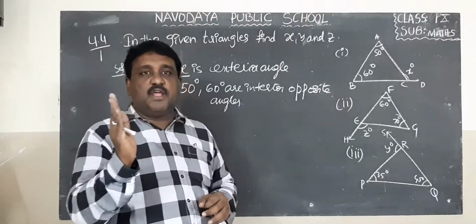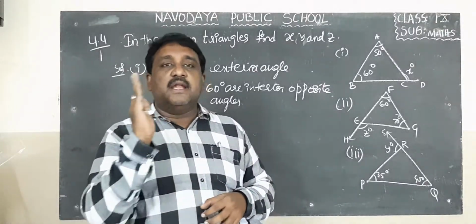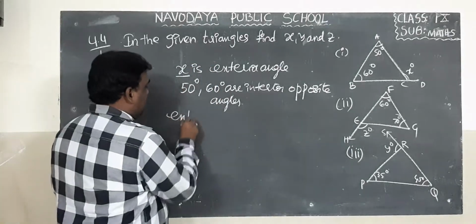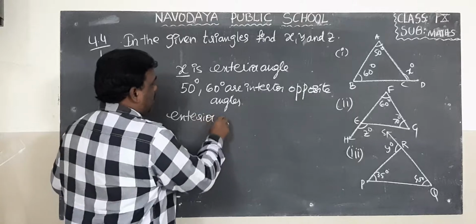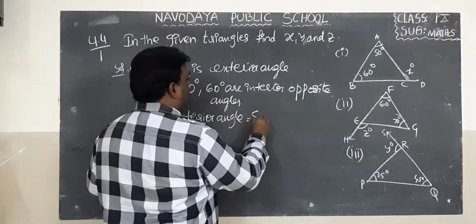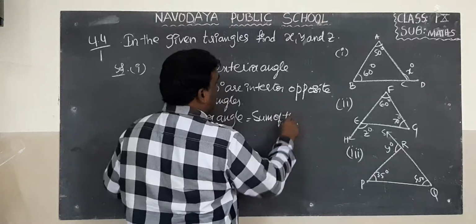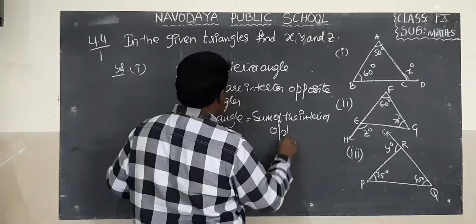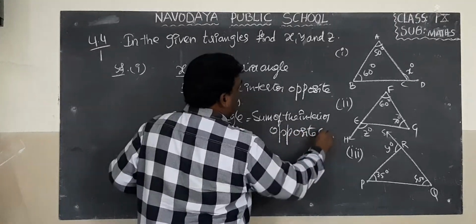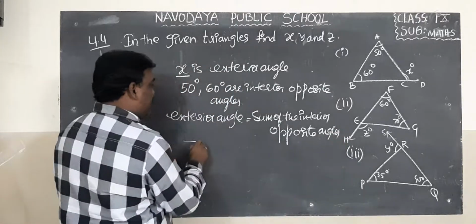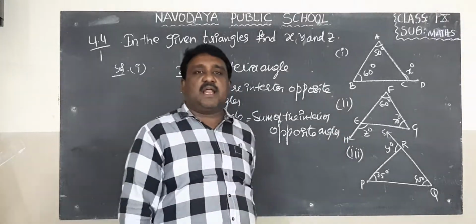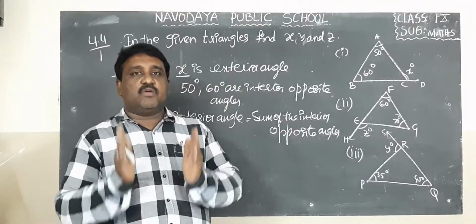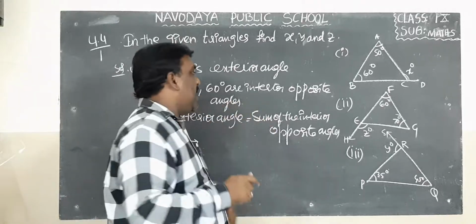What is the relation between exterior angle and interior opposite angles in a triangle? Okay? You know, exterior angle equals the sum of the interior opposite angles. So in a triangle, one property is there. What is that property? Exterior angle equals the sum of the interior opposite angles.